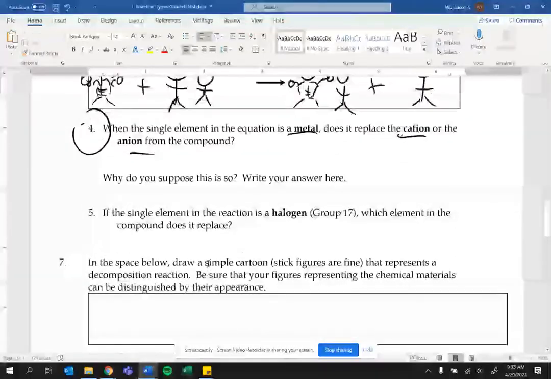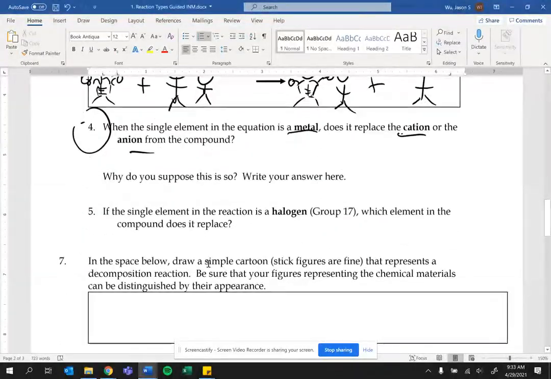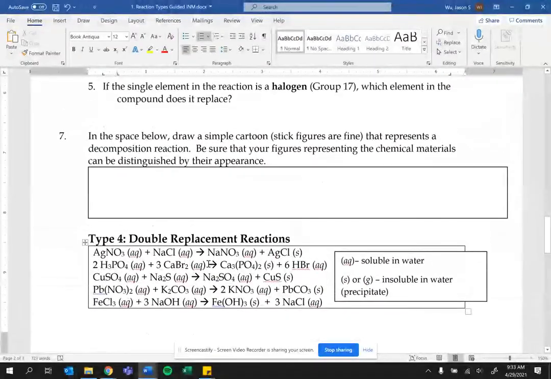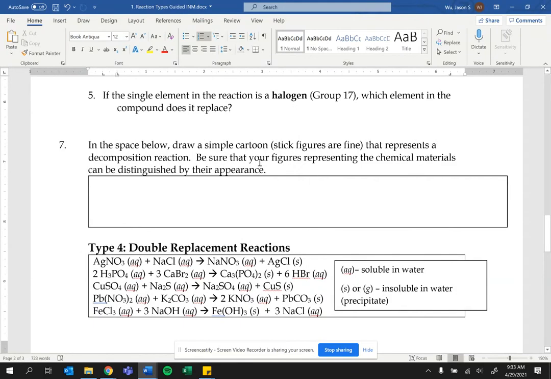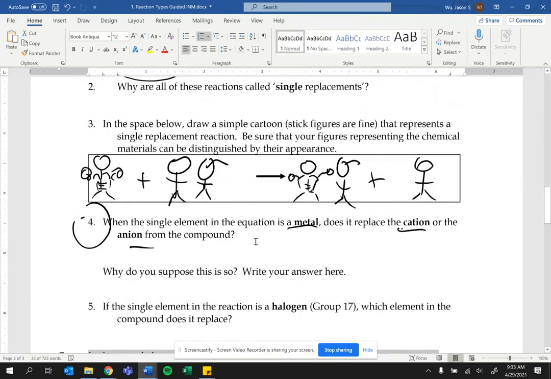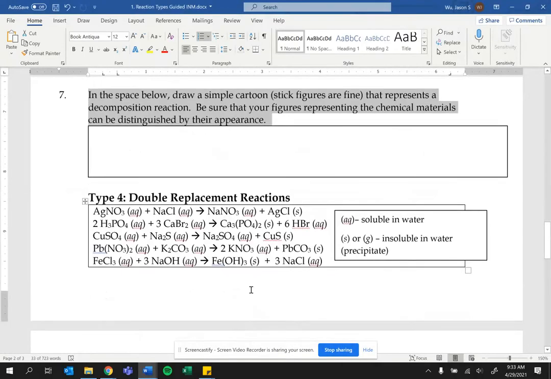Okay, and I think we did the stick figures already. Actually, let's do one more. This is a simple cartoon that represents, oh, this is a typo. This right here is a typo. This right here is good enough. This shouldn't be here. I'll have to edit that later.